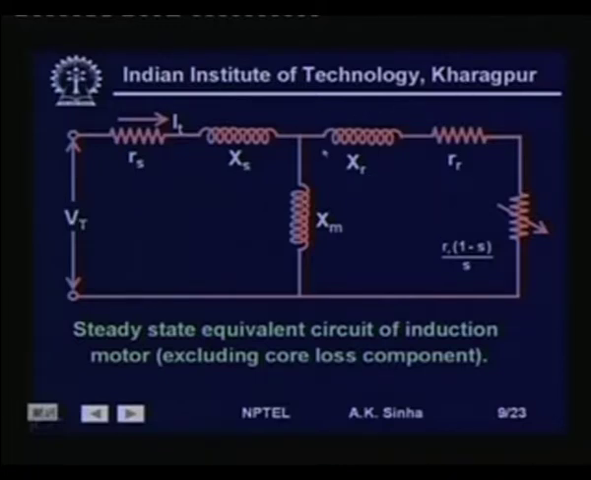Now, the rotor circuit has reactance X r and resistance R r, and the load is represented here as R r into (1 minus S) by S. This is a standard equivalent circuit for an induction motor. So, the steady state equivalent circuit of an induction motor, excluding the core loss component, can be seen as this circuit. I t is the current which is flowing into the induction machine.